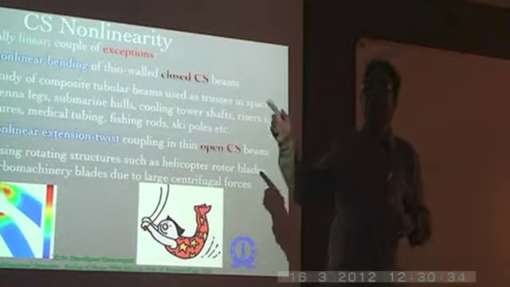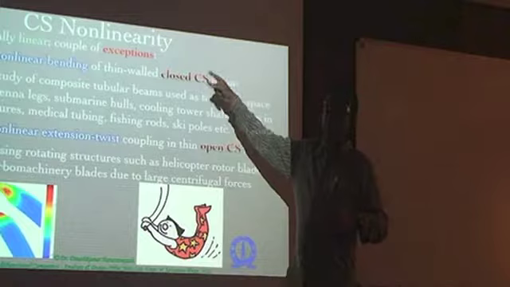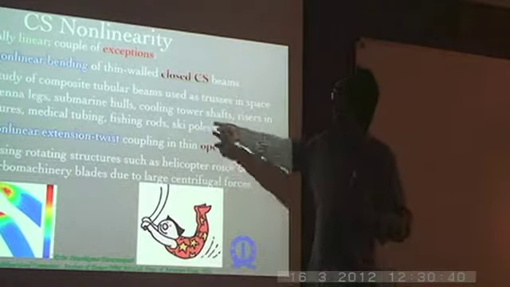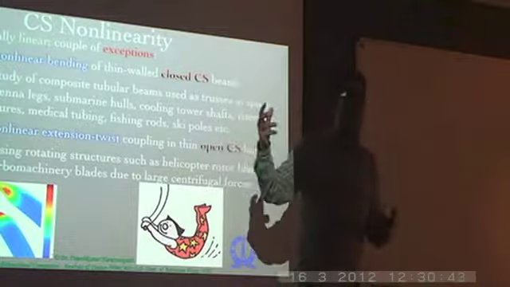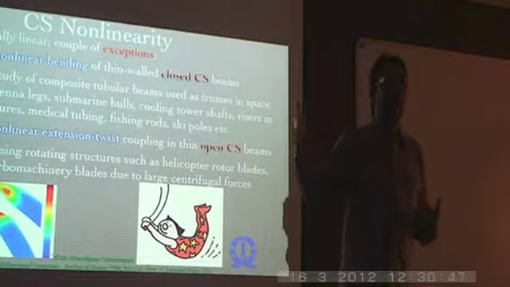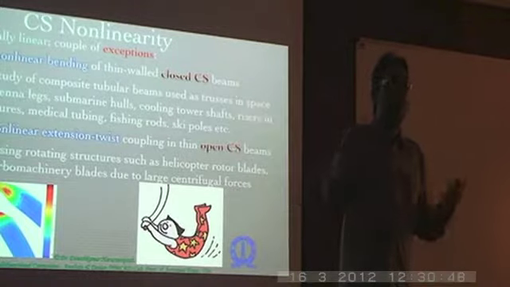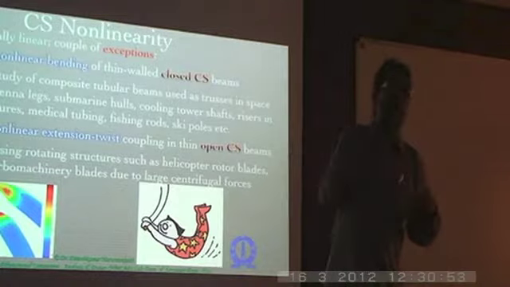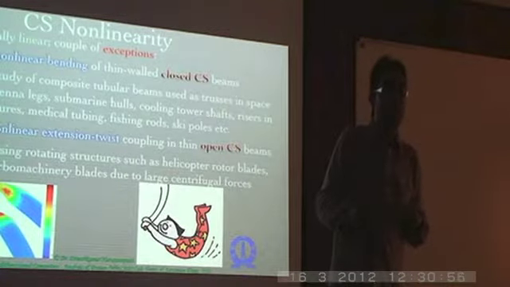So the reason why we specifically mentioned closed cross-section is there are very practical examples where this particular effect has been observed and has been taken into account in the modeling. If it were not, then it would have caused issues. Whereas in the case of open cross-section beams, all of those nonlinearities will have to be taken into account simultaneously.